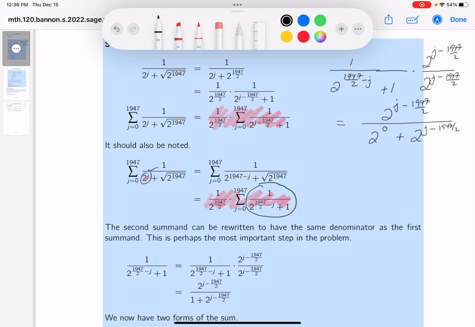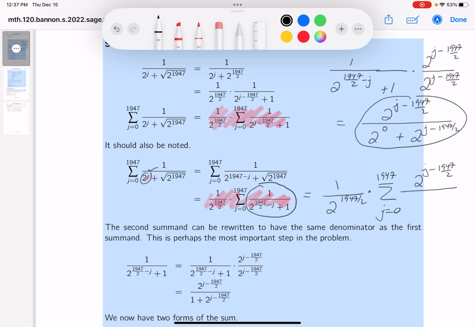So what do you get there? Let's write this down. You would get the sum, j equals 0 to 1947. What do you get on top? You still get 2 to the j minus 1947 over 2. And on the bottom, 2 to the 0 is just 1, plus 2 to the j minus 1947 over 2. That doesn't look right. Let me erase it.